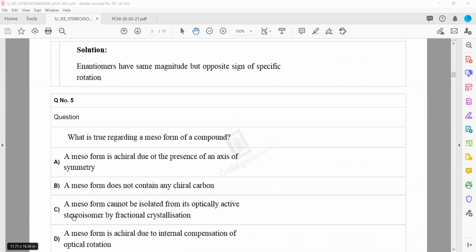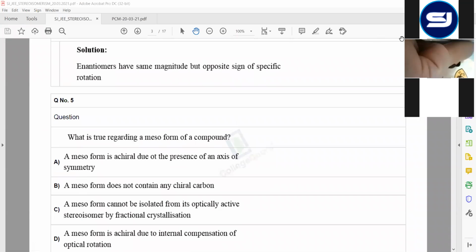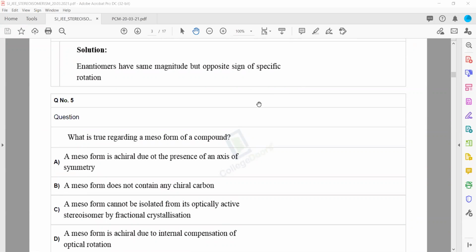Next, which is true regarding a meso form of a compound? Option D: a meso form does not contain any chiral carbon? B or D? D. So D is correct because we know that a meso compound is achiral or optically inactive due to internal compensation of optical rotation. It does have chiral carbons, but it is optically inactive.